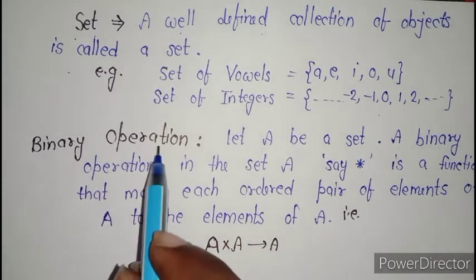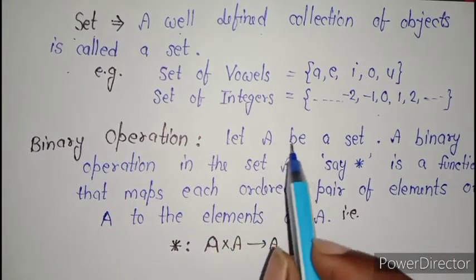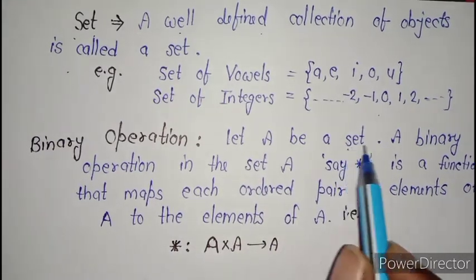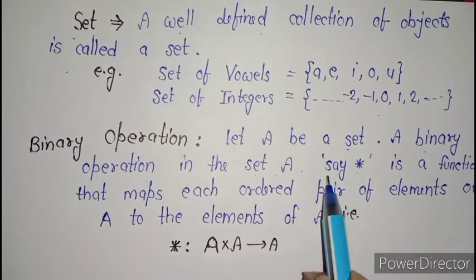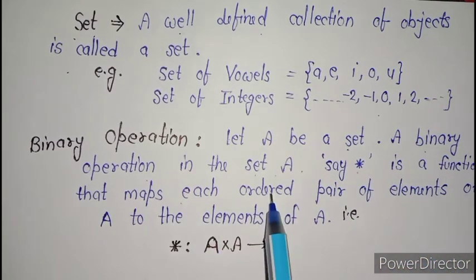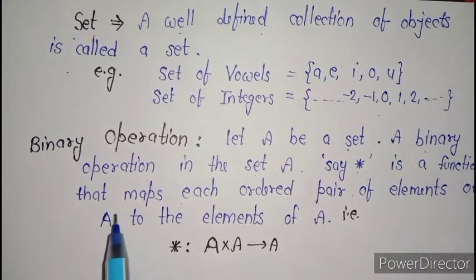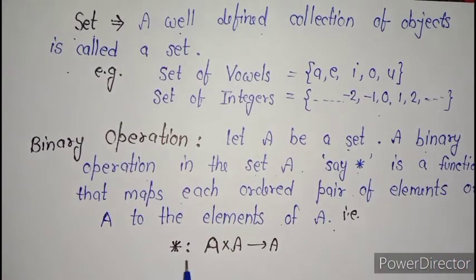Now we will discuss what is binary operation. This is also discussed in 12th class, but I want to tell you: let A be a set. A binary operation in the set A, say star, suppose I am taking it as a star, is a function that maps each ordered pair of elements of A to the elements of A. That is, this mapping is the indication of binary operation.